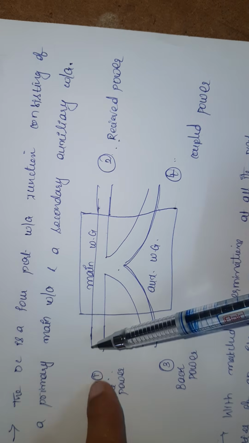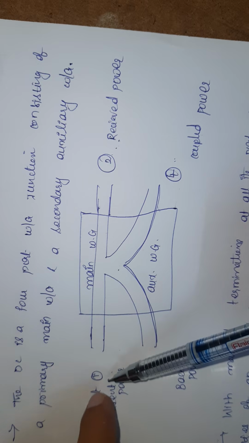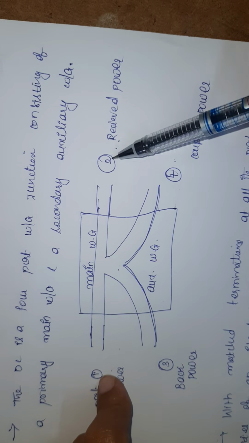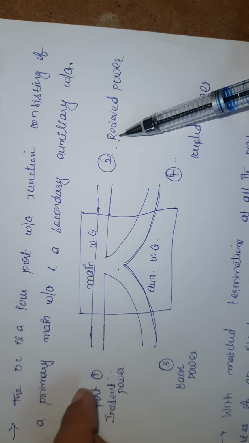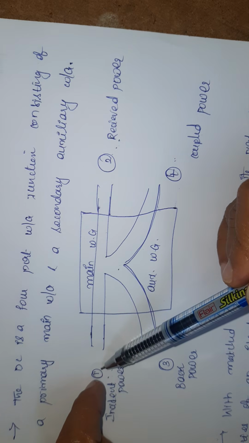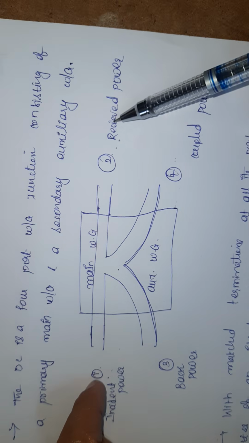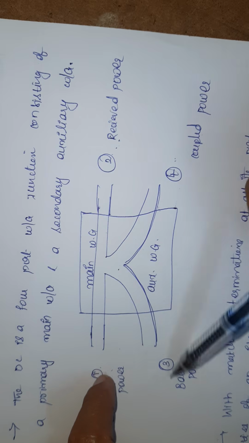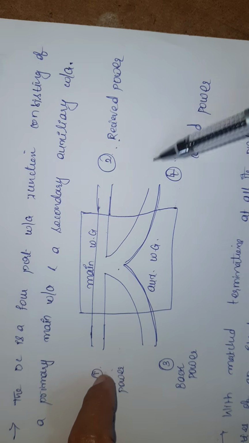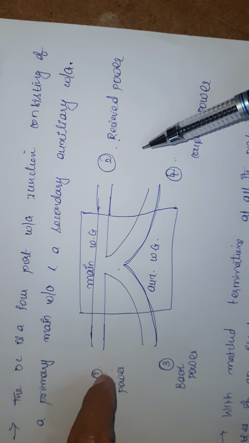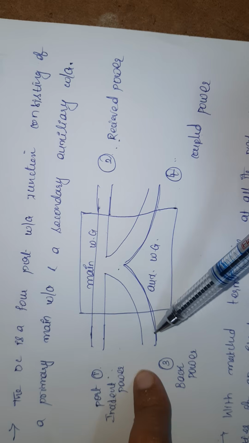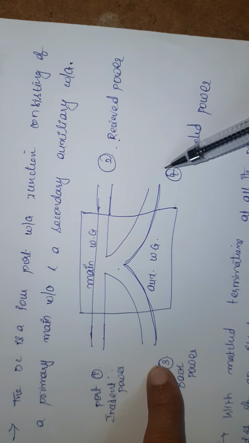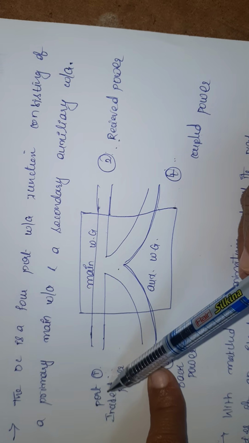For example, from this port I am giving the input. Next, in a later session, I may give the power from port 2, so this acts as the incident power and that acts as the received power. If some amount of power is incident at port 2, it is received at port 1 and coupled to port 3, but not to port 4. Similarly, if a small amount of power travels from port 3, it is received by port 2 and coupled to port 4, not to port 1.